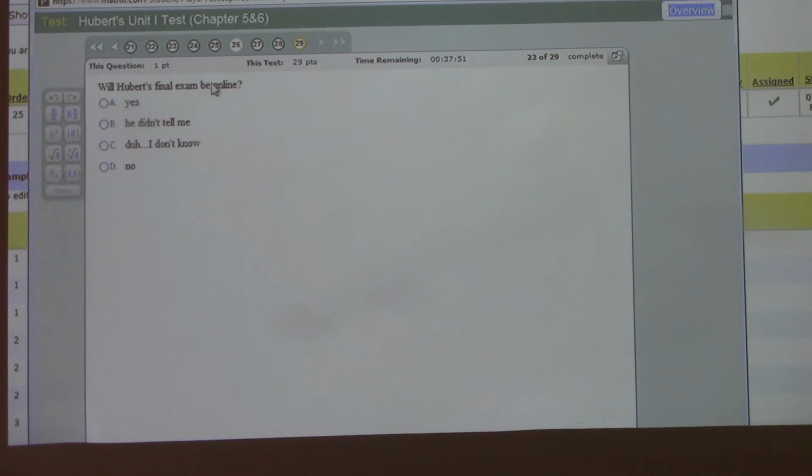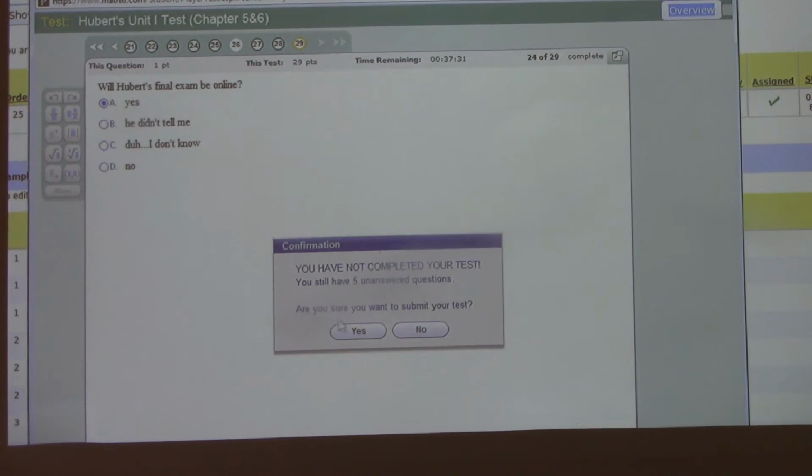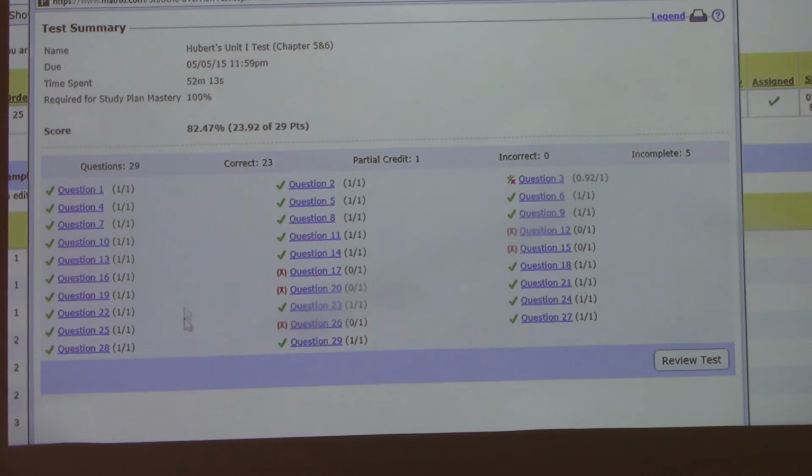Will Hubert's final be online? I don't know. Chances are, yes, it will be, if I can figure out a way to do it. Put yes if you see that, but I'm going to take it off. All right, we got the ones we did right. The ones we skipped, we didn't get right.